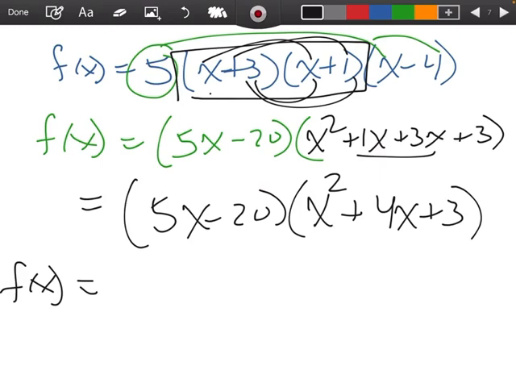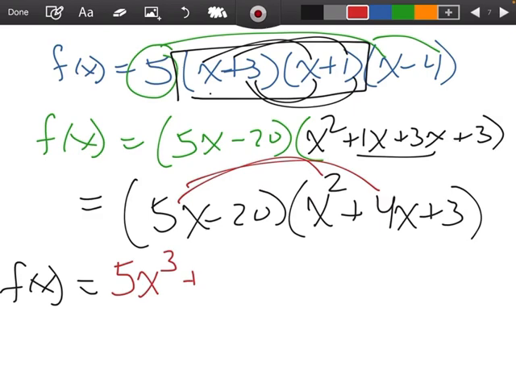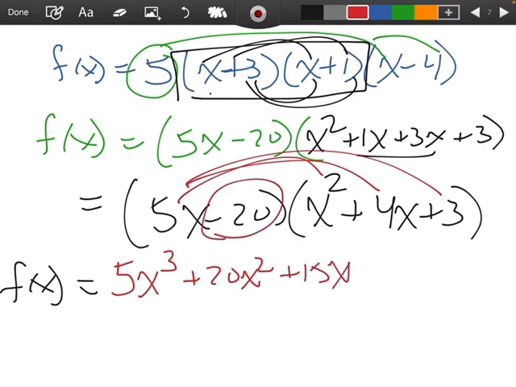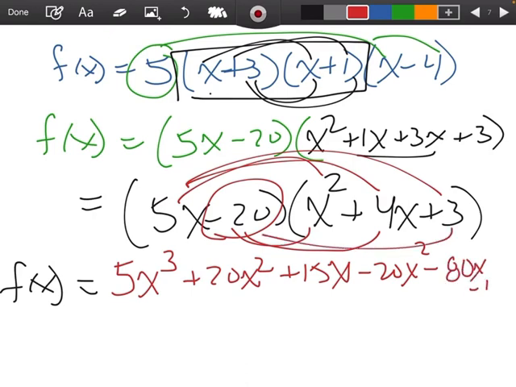Okay, almost done. I'm going to start multiplying here. 5x times x squared, 5x to the third. 5x times 4x, 20x squared. 5x times 3, 15x. Okay, -20 times x squared, minus 20x squared, minus 80x and minus 60, okay.